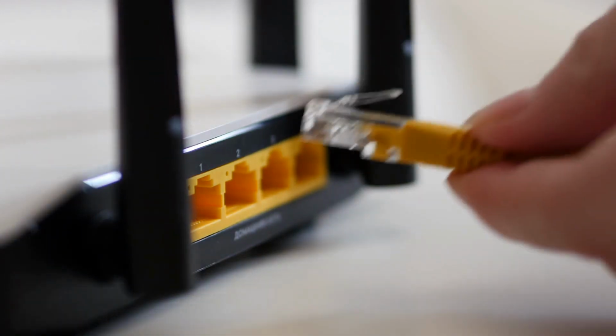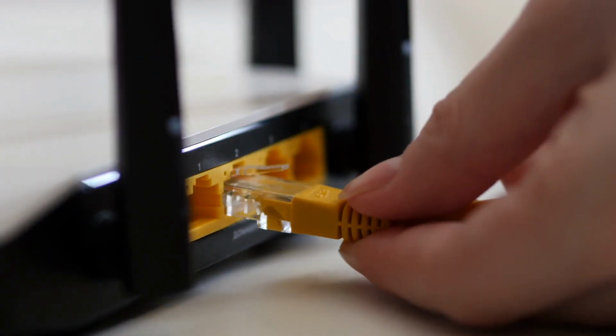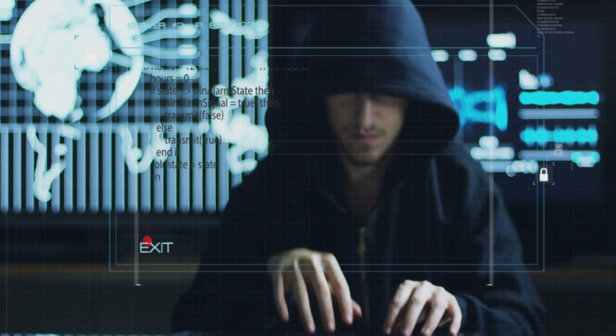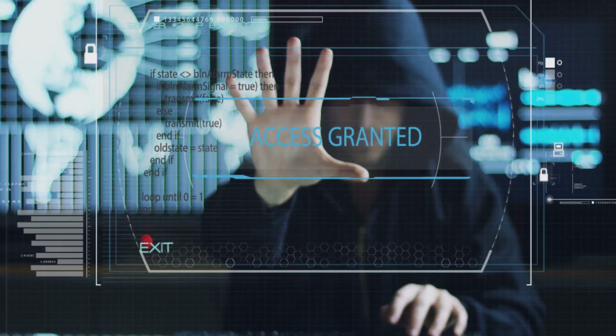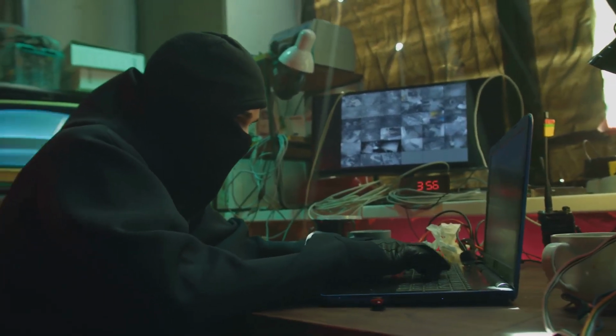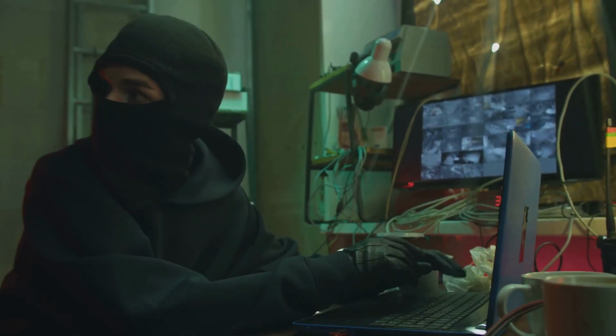Many people believe that disconnecting from the internet makes their computers impenetrable fortresses. They think, no online connection, no problem, right? Wrong. This is where the cunning world of air-gap attacks comes in. Hackers, those digital ninjas, have figured out ways to steal data even from offline computers.